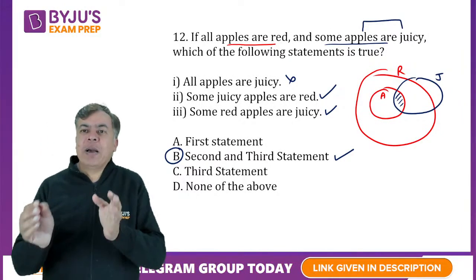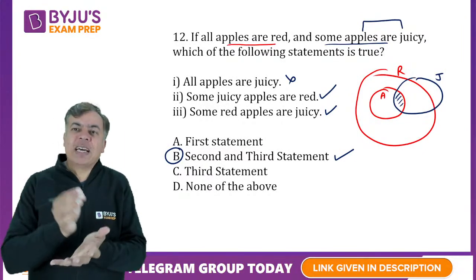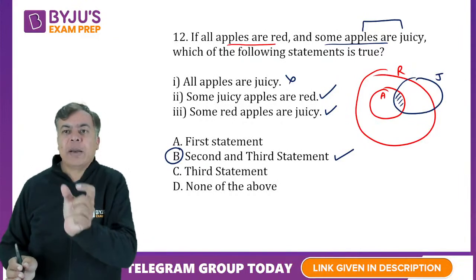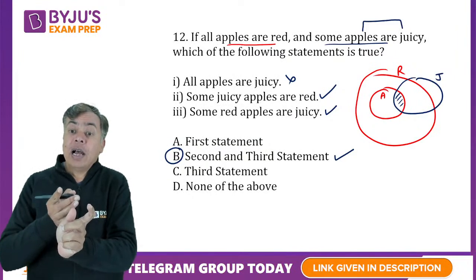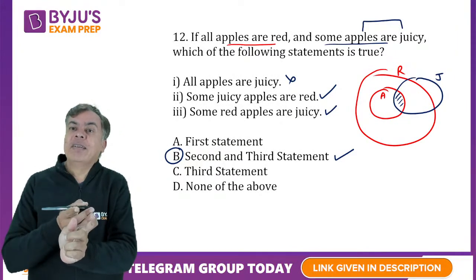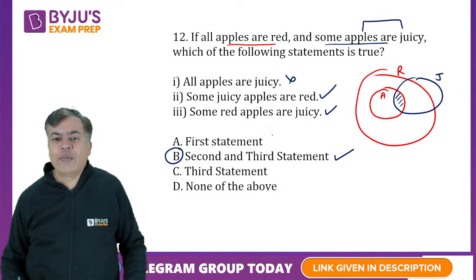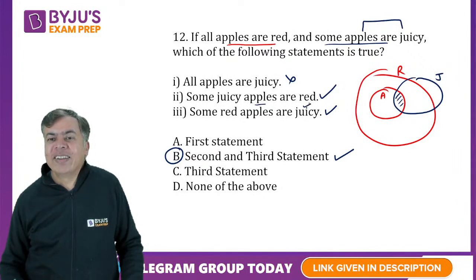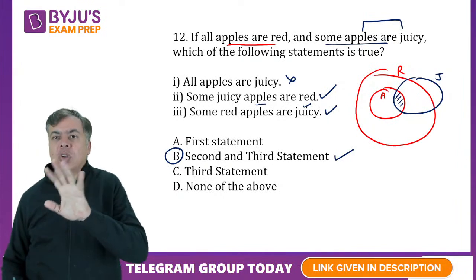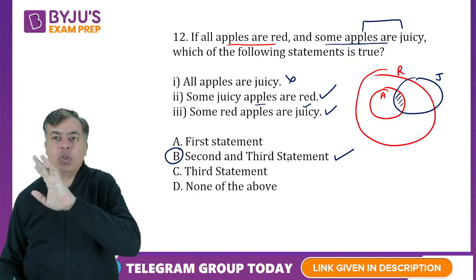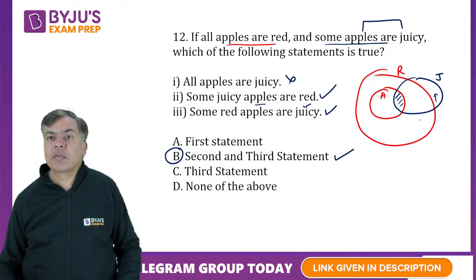So if some apples are juicy, see, whatever is a juicy apple is common to apple and juicy. And whatever is an apple must be red, because all apples are red. So if it is an apple, it must be red. That is correct. All juicy are red? No. Not correct, because juicy may not be red.